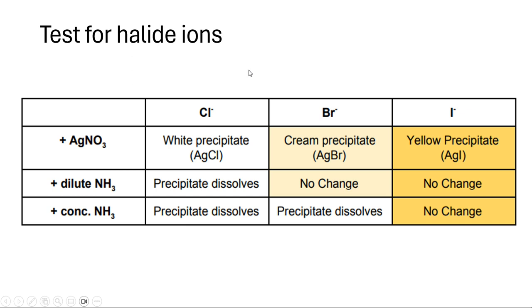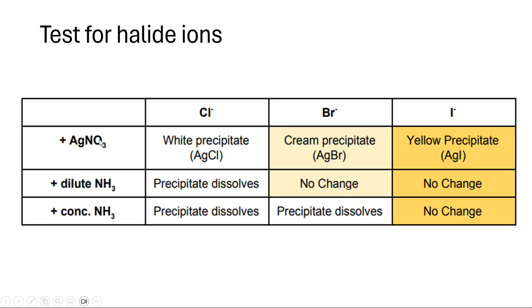Now, the test for halide ions. You add acidified silver nitrate to the halide ions, and that will create a precipitate. Put it on chloride first, and chloride will make a white precipitate. If you then add dilute ammonia, the precipitate dissolves, and if you add concentrated ammonia, it also dissolves.